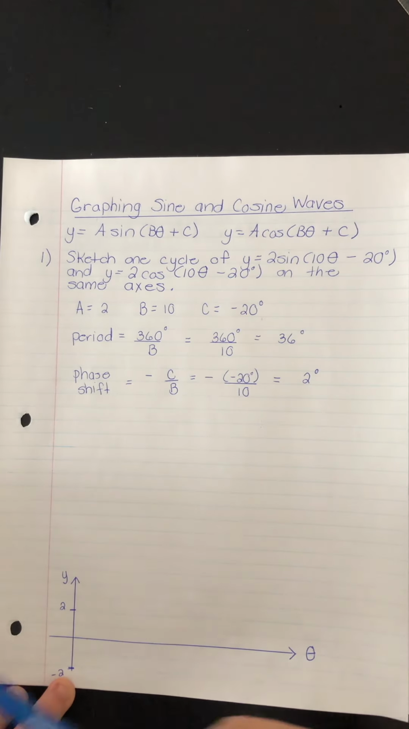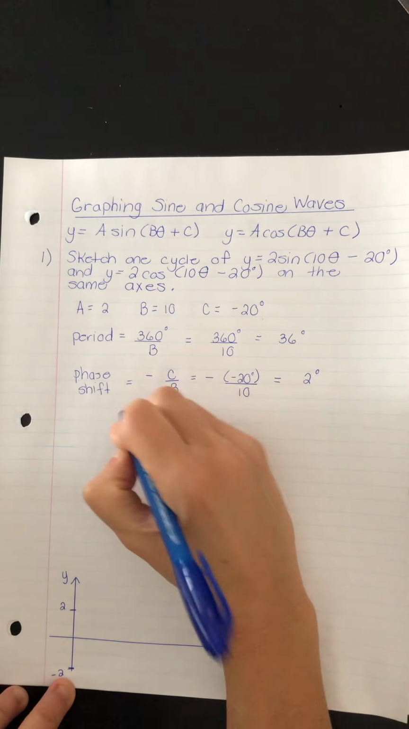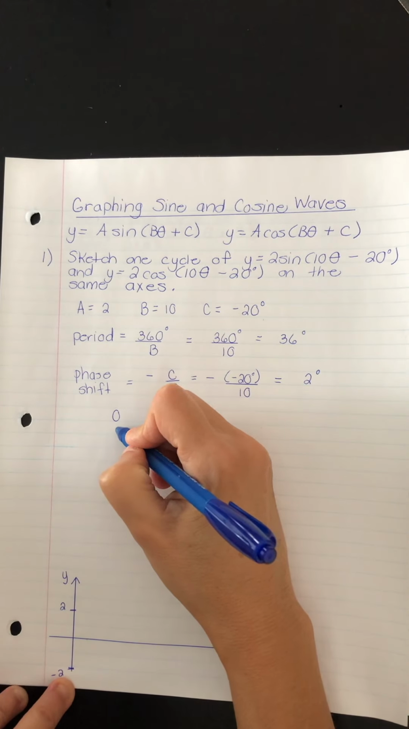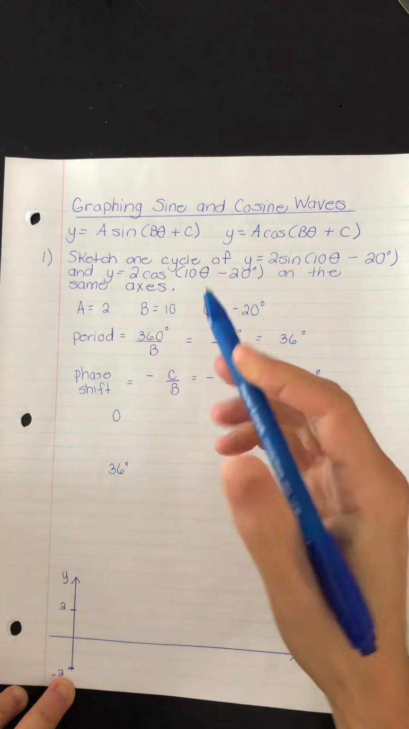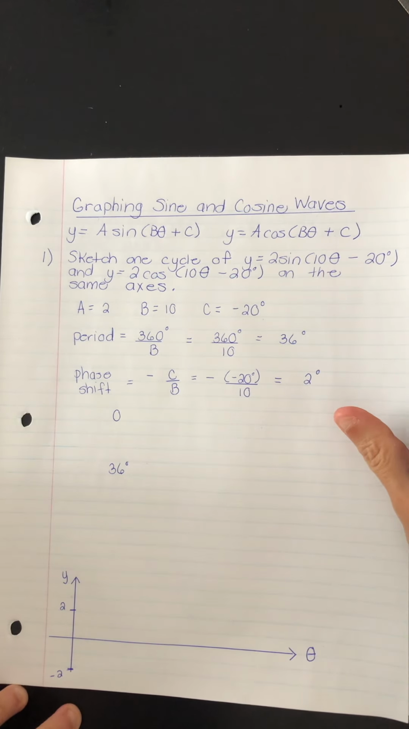But of course, the graph continues on in both directions. But anyway, what I mean is from 0, and then the 5th value would be 36 degrees. So this would be the start point and the end point of one cycle of the graph if there was no phase shift.